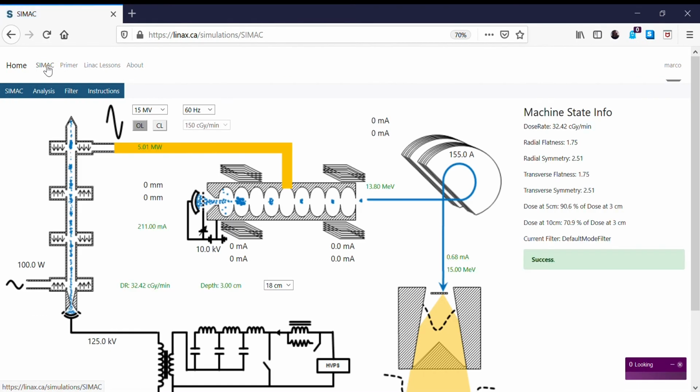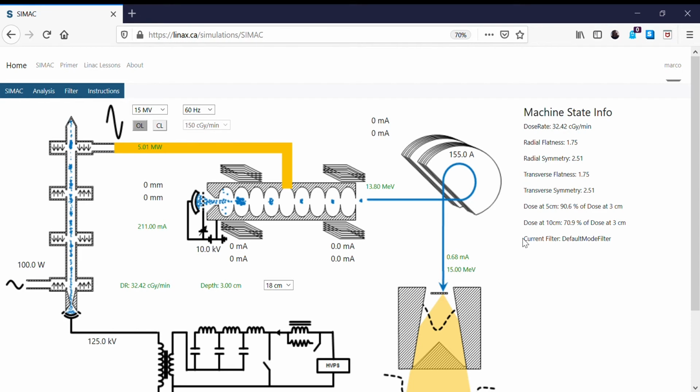When we do this now, SIMAC remembers the parameters we had from last time. So it remembers the beam we had. We have a 100 watt RF driver power, which is producing 5 megawatts of RF power. And this is now only giving us a 13.8 MeV beam coming from the accelerator. So now we have a small beam current at the target.